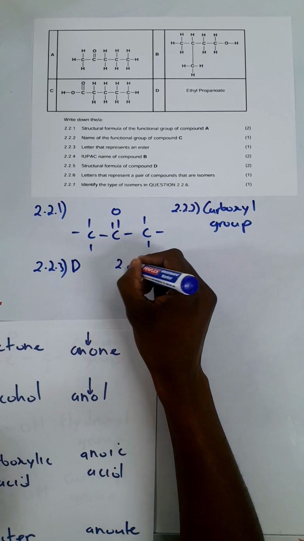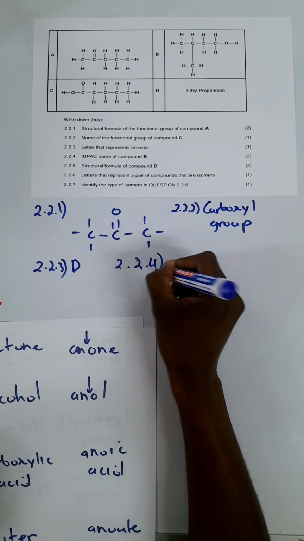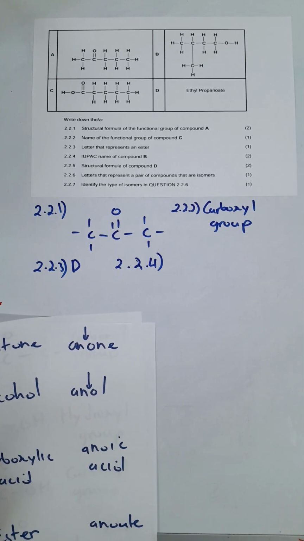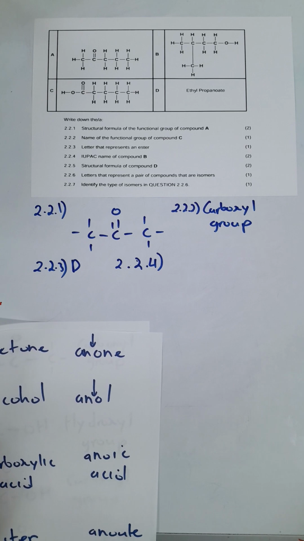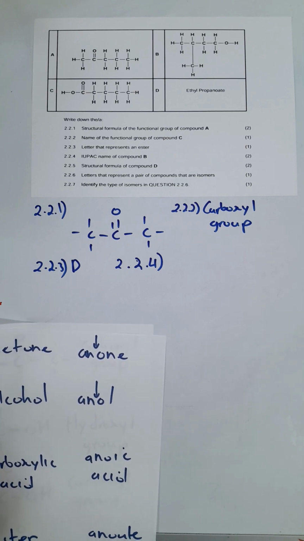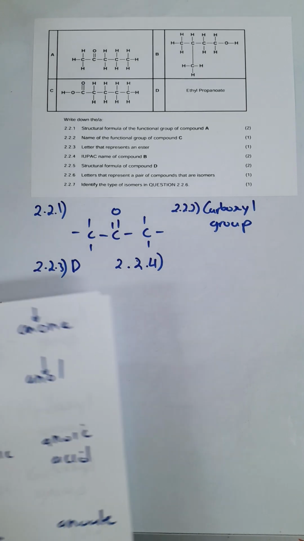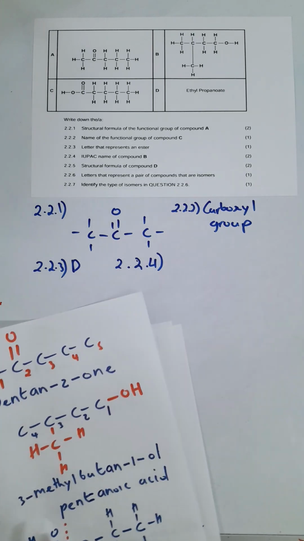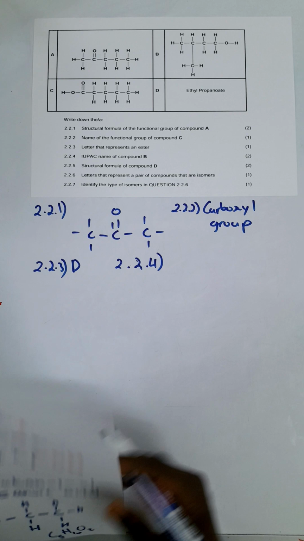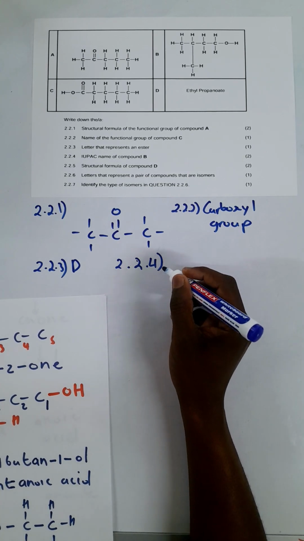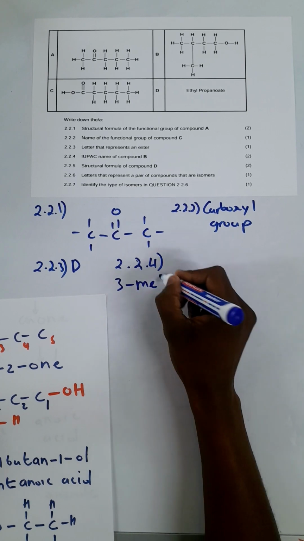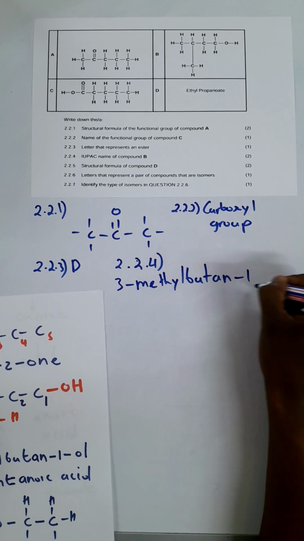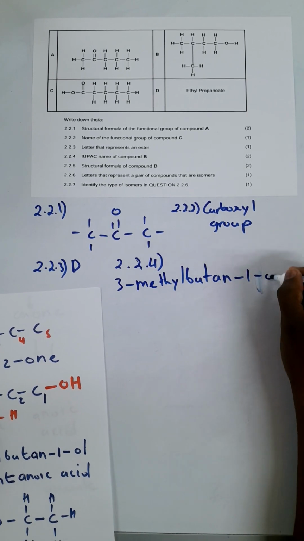And then 2.2.4 says IUPAC name of compound B. Did we give a name for compound B? Then we go to the names when we were naming the compounds themselves, not when we were naming the esters. Here it is. We said we have a hydroxyl group on carbon number 1, the first carbon, and a methyl group on carbon number 3. So this is 3-methyl, 4 carbons in the stem, butan-1-ol.